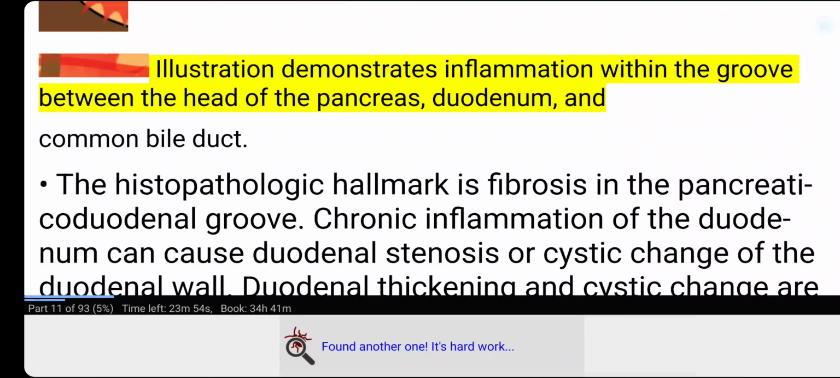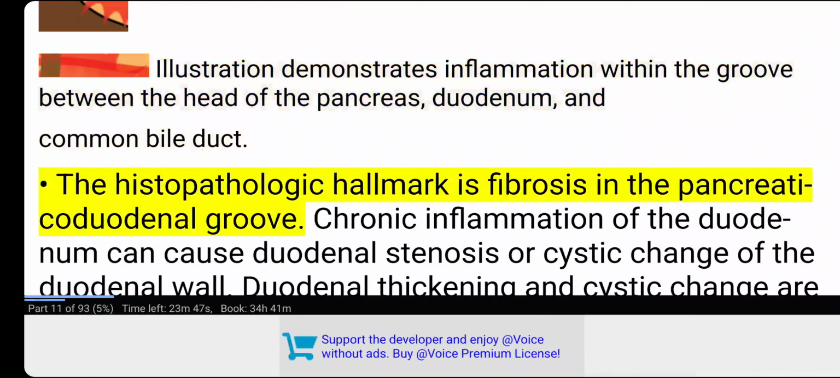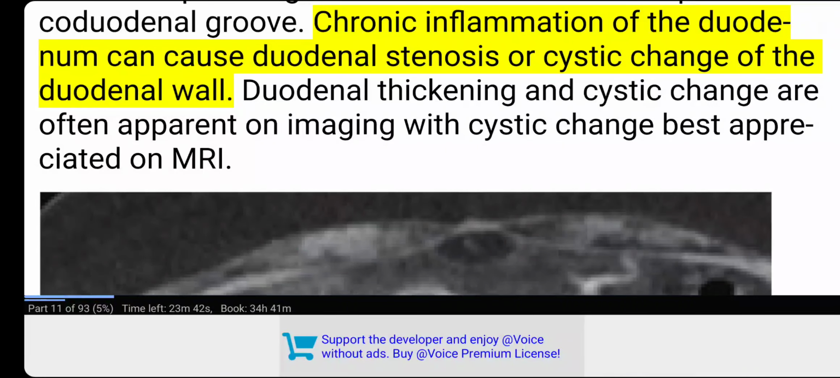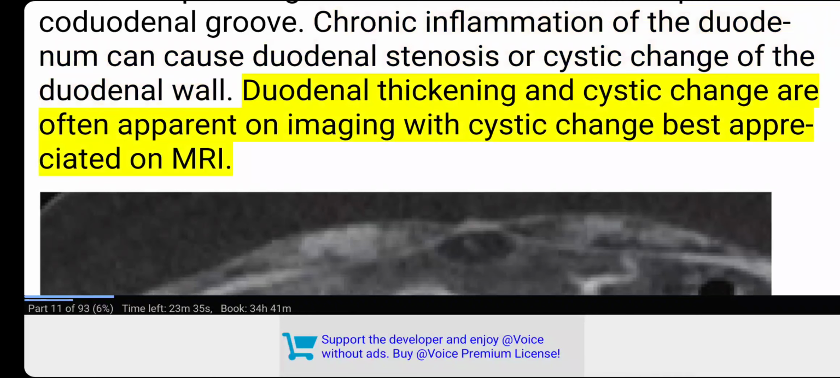Illustration demonstrates inflammation within the groove between the head of the pancreas, duodenum, and common bile duct. The histopathologic hallmark is fibrosis in the pancreaticoduodenal groove. Chronic inflammation of the duodenum can cause duodenal stenosis or cystic change of the duodenal wall. Duodenal thickening and cystic change are often apparent on imaging, with cystic change best appreciated on MRI.